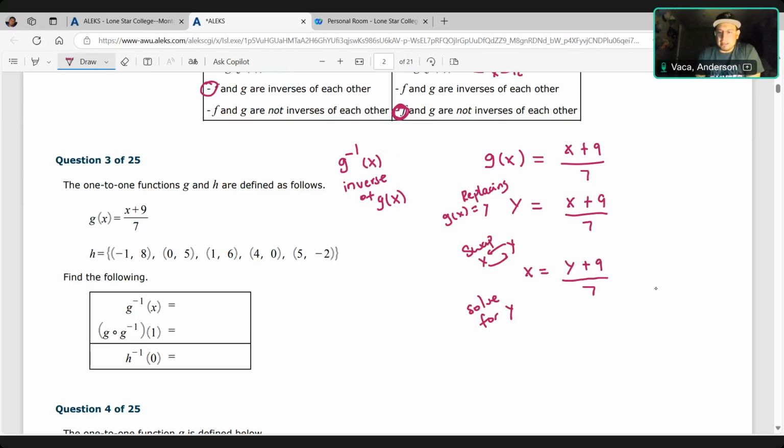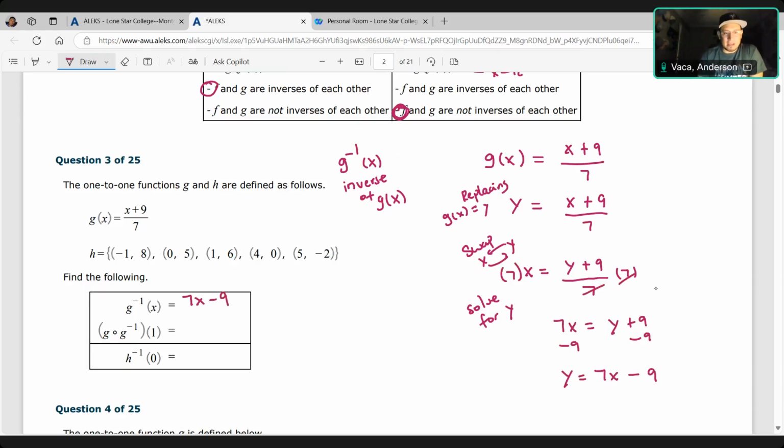To do that, it seems like I need to multiply by 7. So we get 7x is equal to y plus 9. To get y by itself, I'm removing 9. So I'm going to write it like y equals 7x minus 9. Okay? And so here, the inverse of g of x is 7x minus 9.